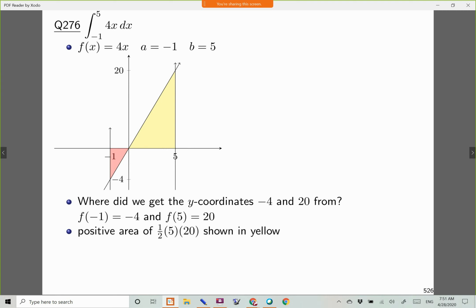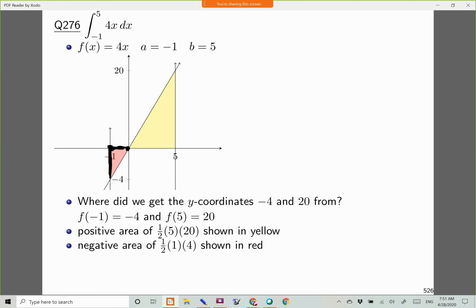Just for reference later, if people are looking at the slides without the recording, that's shown in yellow. There is a smaller area that is negative of 1/2 times base times height. Now the base is 1: if you start at the origin and need to get to tick mark -1, it takes 1 unit. We're just counting this as positive for a moment, and then we'll stick the minus sign in at the end. That length is 1, and the vertical length has to be 4.